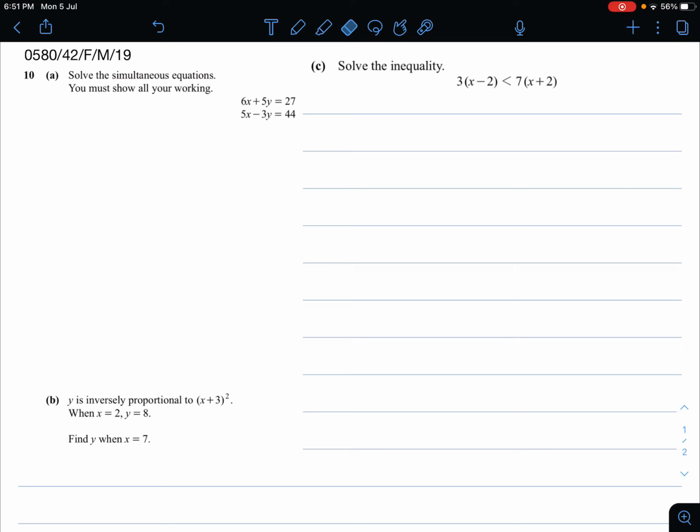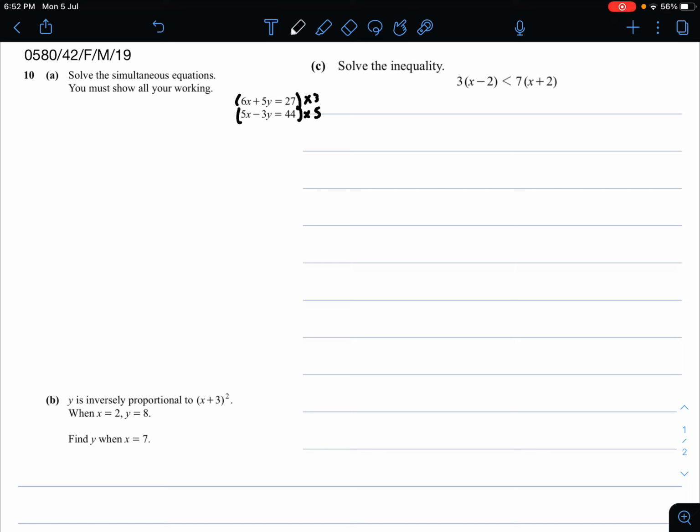Okay, so I'm going to use the elimination method as I find it easier in simultaneous equations like this. So let's go ahead and do that. You can use the substitution method as well if you feel the need to. So I would multiply the first equation by 3 and the second equation by 5.